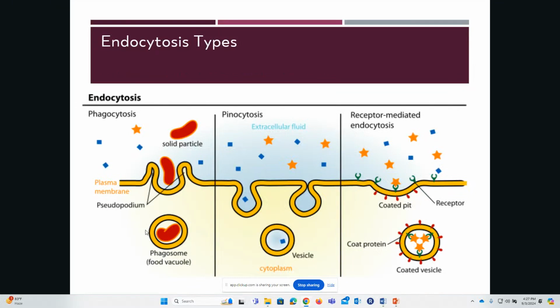So here's a quick review of all 3 types of endocytosis. Phagocytosis is a solid particle being taken in. Pinocytosis is a solute dissolved in solvent being taken in. And receptor-mediated endocytosis is when a receptor binds to something specific in a clathrin-coated pit, and that is taken in.